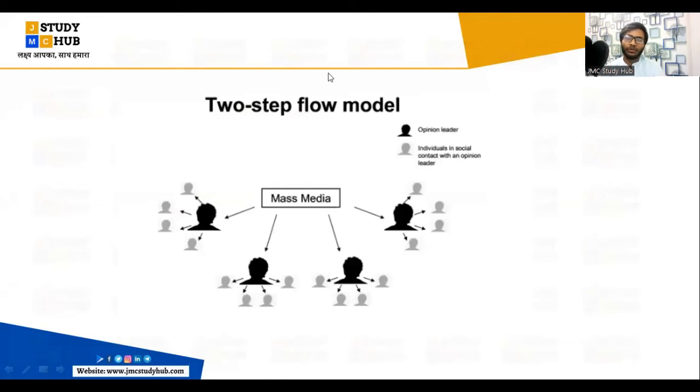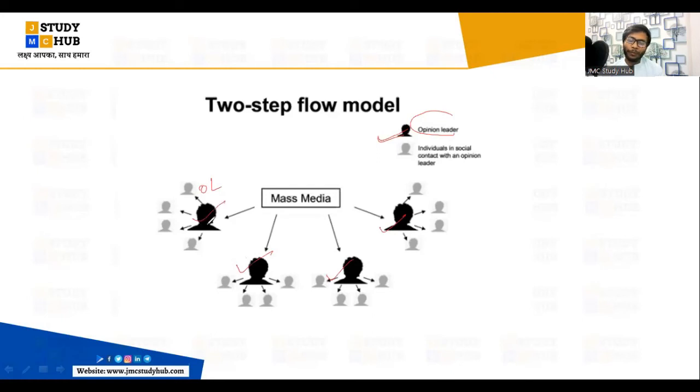So the two-step flow theory diagram is here, and through it you can understand how personal, informal or interpersonal communication happens in the two-step flow model. Here is the opinion leader. Now who is an opinion leader? Tell me quickly, everybody. Yes, who influences? Yes, great, very good. Politicians influence the people of society. So these are all opinion leaders.